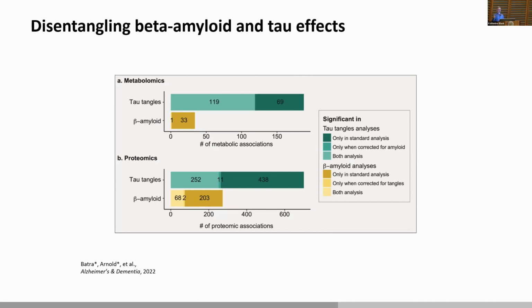And it turns out if we look at amyloid and correct for tau, almost everything is gone. Those are the orange bars here. And if you look at tau and correct for amyloid, everything is already there. So it looks to us, from our data, that at least the metabolic component of dysregulation in the brain is much more strongly tau-driven than amyloid.